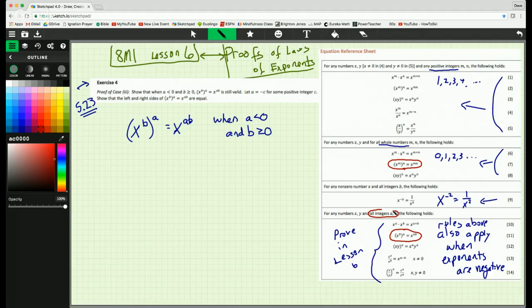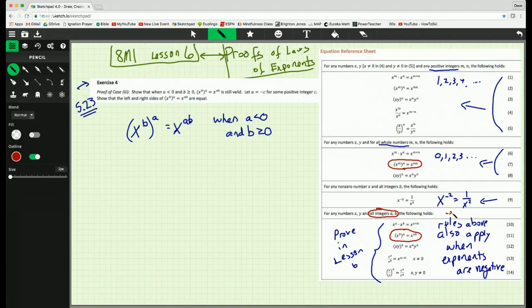All integers a and b, that can be negative 3, negative 2, negative 1, 0, 1, 2, 3, dot, dot, dot, and also dot, dot, dot in the other direction. So what we're going to try and do is make this more powerful. And why do we care? Why do we care to prove this at all?